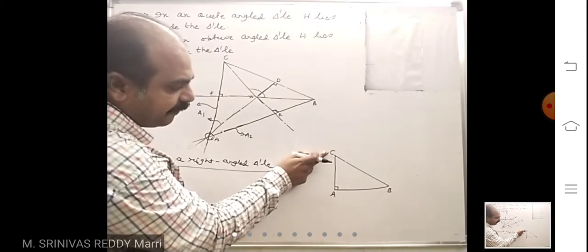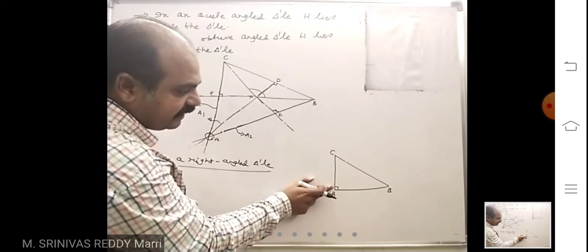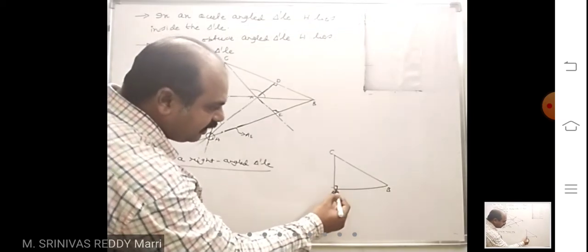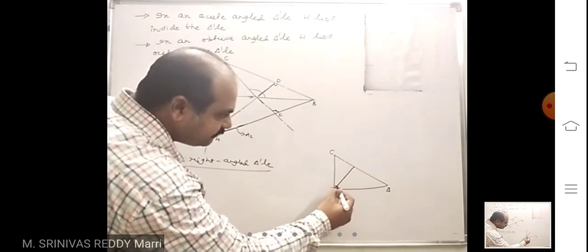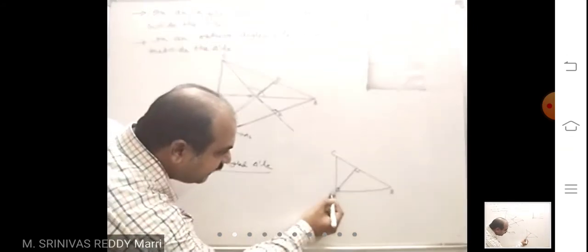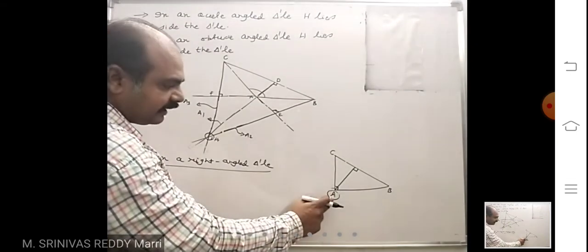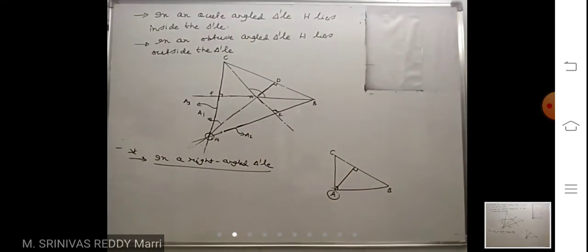Next, altitude from C upon AB. This is nothing but another altitude, where they are meeting at this point. So this is called orthocenter. Now altitude from A upon BC is nothing but this one. So these three altitudes are meeting at A. That means orthocenter is nothing but A. The vertex at which it is a right angle triangle is the orthocenter.